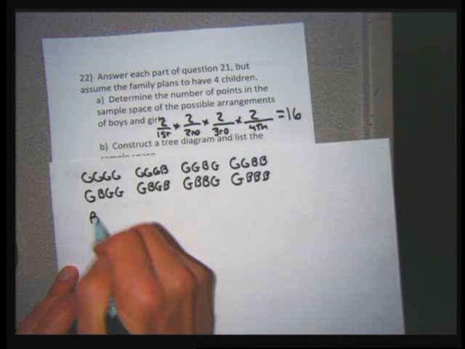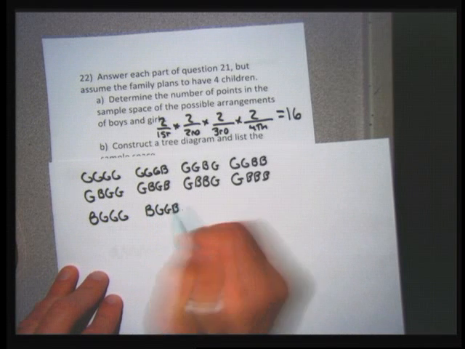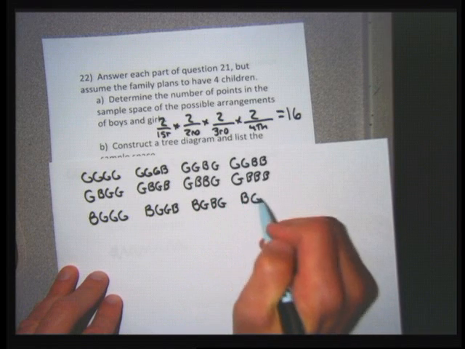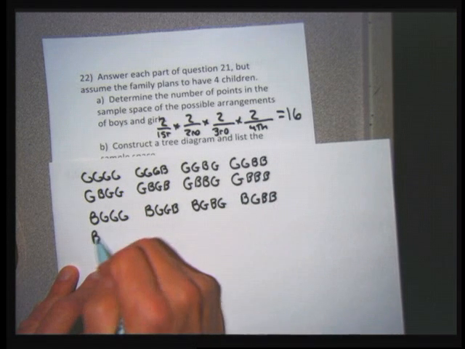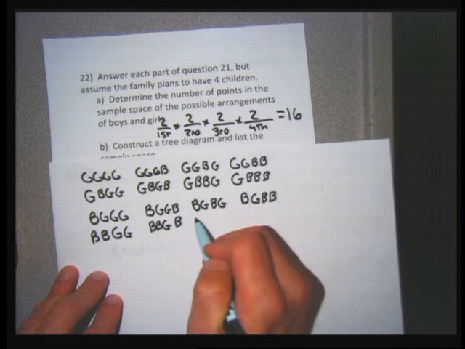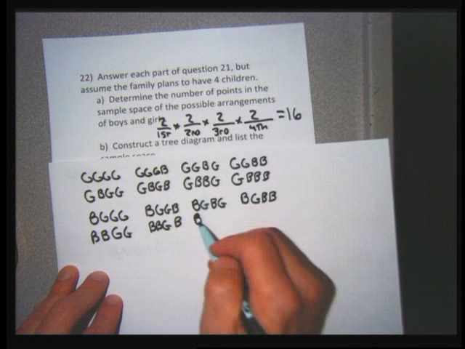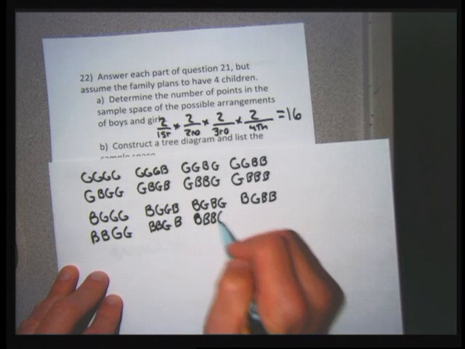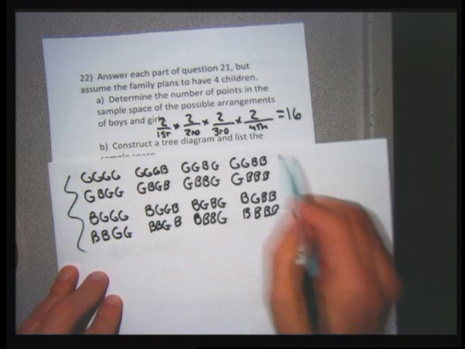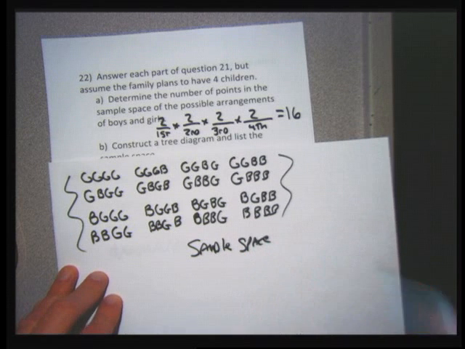I'll just write the rest down. So there's 16 distinct items in this sample space. And to answer probability questions, I need to be able to filter through the sample space and find the ones that have the characteristic that's required. So this is the sample space. And again, I won't ever make you make such a horrible sample space.